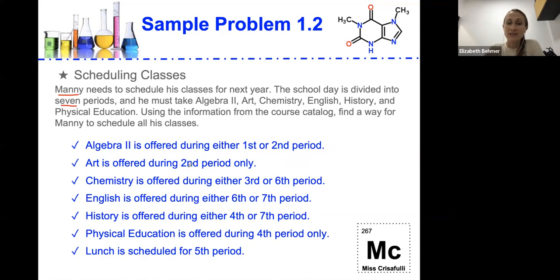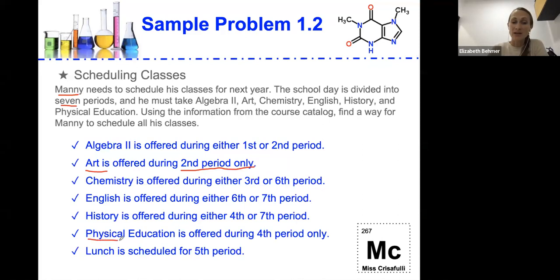Art is offered during second period only. This is interesting. So we know he needs to take art during second period. That is a non-negotiable because that's the only time art is offered. Chemistry is offered during third or sixth period. English is offered either 6th or 7th. History is offered during 4th or 7th. Physical education is offered during 4th only.